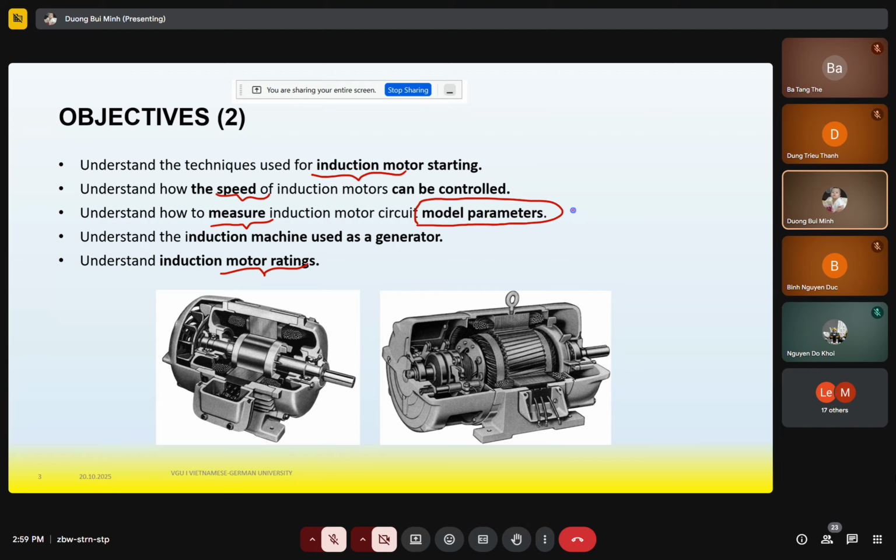Here you can see the configuration of induction motors, or asynchronous motors. The Vietnamese meaning is động cơ không đồng bộ, asynchronous. But normally we just say induction motor.